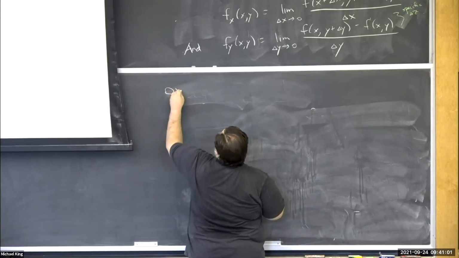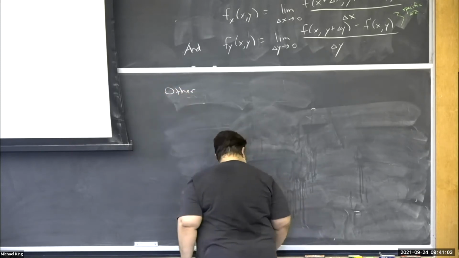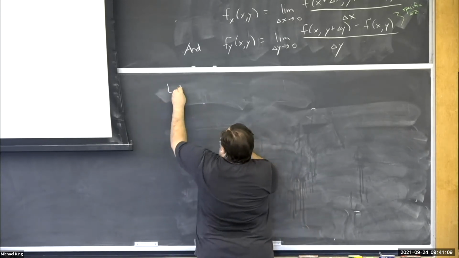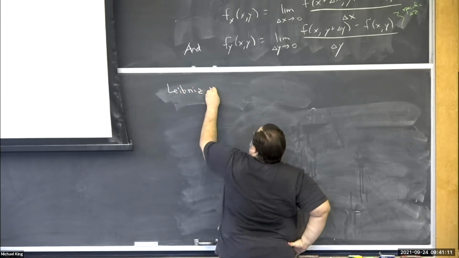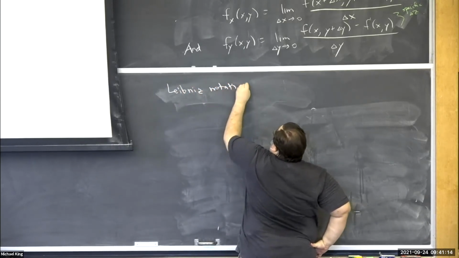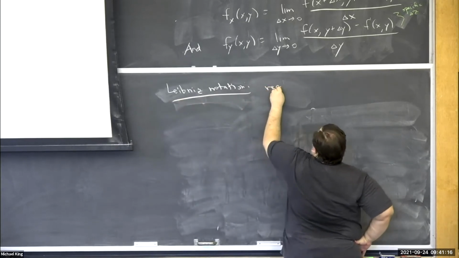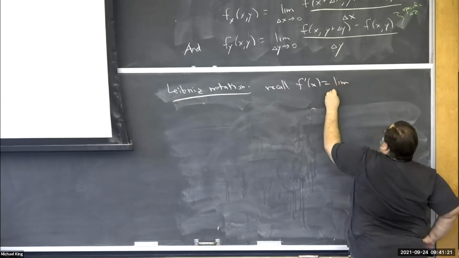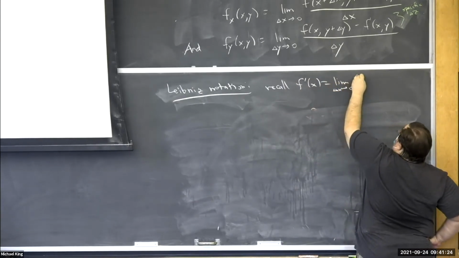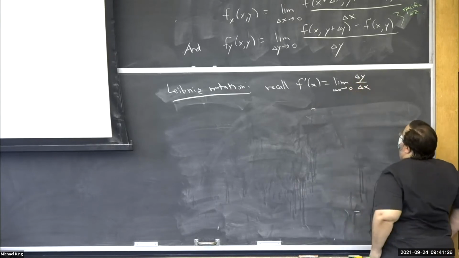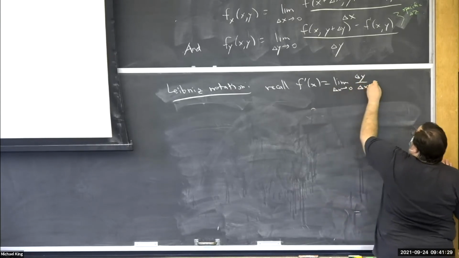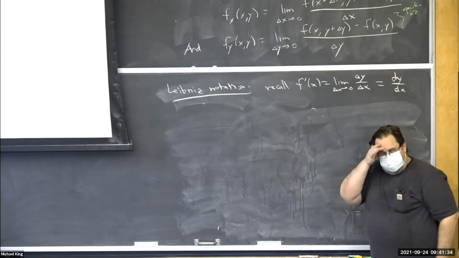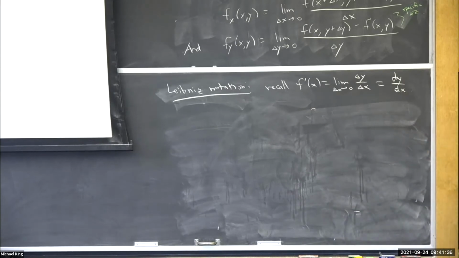Other notation, or I should just call it the Leibniz notation because that's what it is. So again, recall that f prime of x by definition is the limit as delta x goes to 0 of delta y over delta x. And in this limit, we just write dy over dx. That's where the notation comes from, right? Just thinking of it that way.